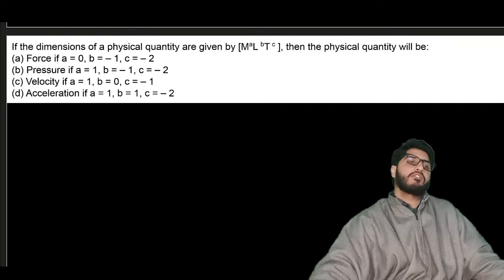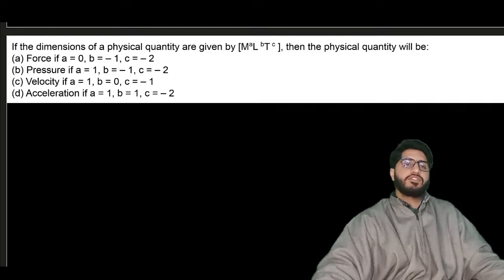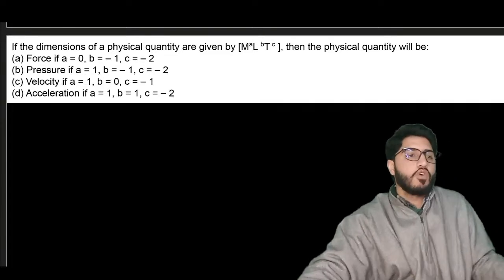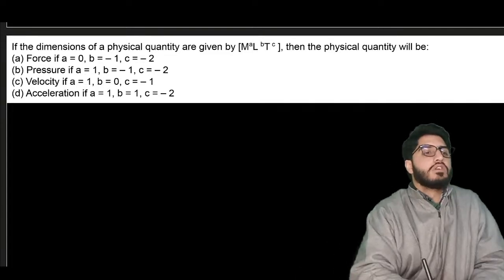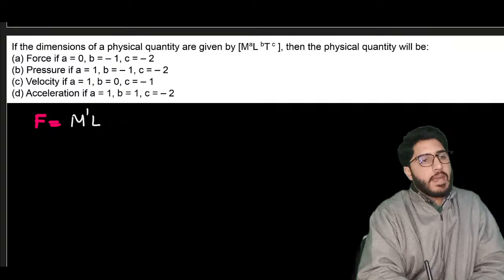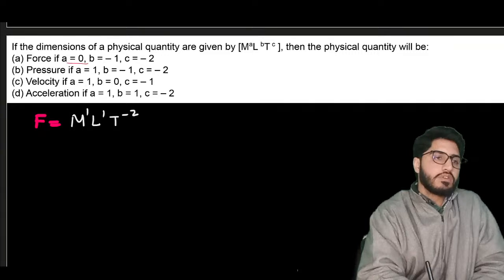If the dimensions of a physical quantity are given as A, B, C, then the physical quantity is with that dimension. Okay, force. What is the dimensional formula for force? Sir, force is M1 L1 T minus 2. Here A is 1. Now this one, A is 0. A is 1. No, this one is not correct.